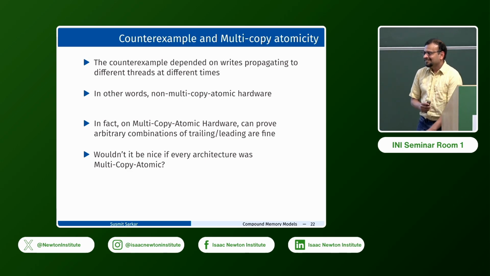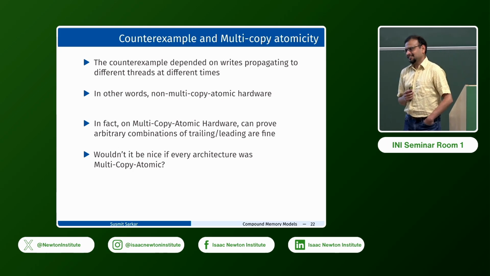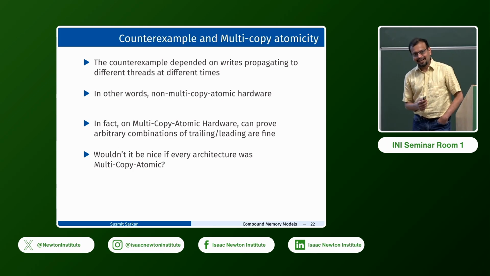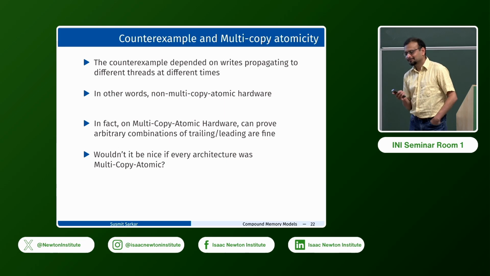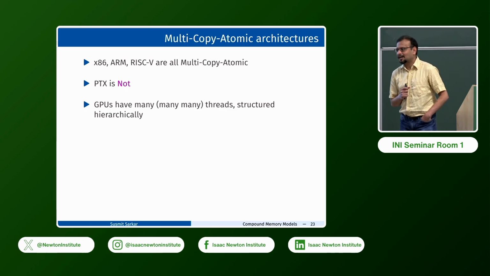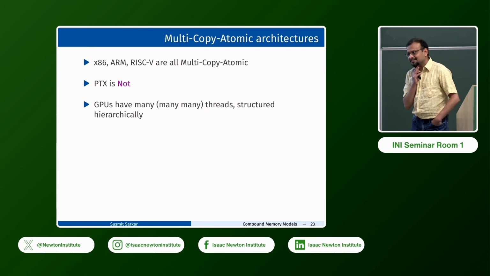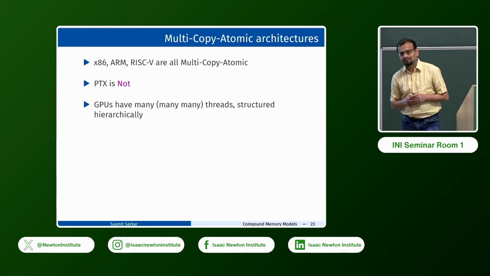Yes. So, like I said, we can prove that if every architecture in the world was multi-copy atomic, then the previous problem just wouldn't apply. So wouldn't it be nice if every architecture was in fact multi-copy atomic? x86 is, and both ARM and RISC-V are. One of the ones we care about though, PTX, very definitely is not.